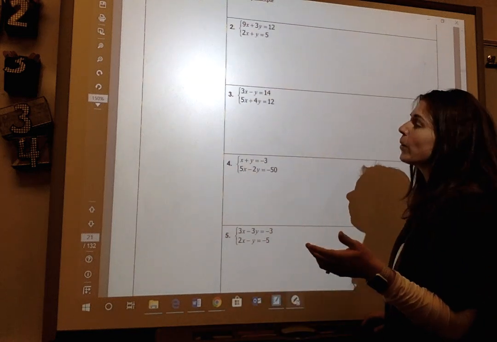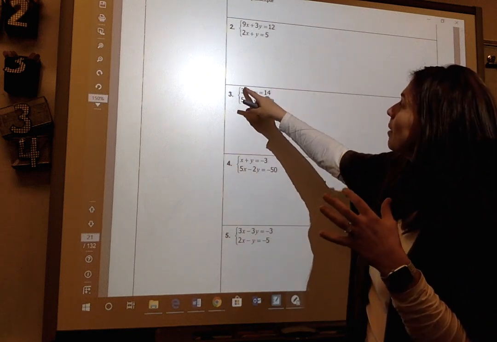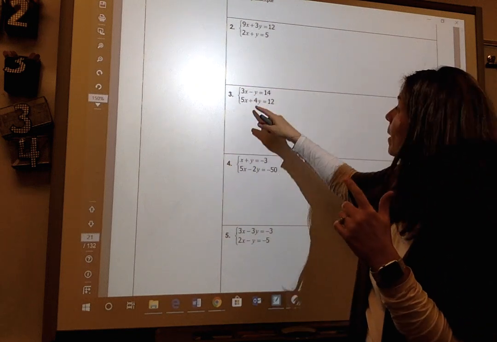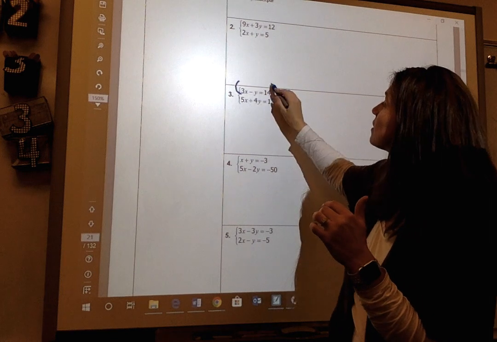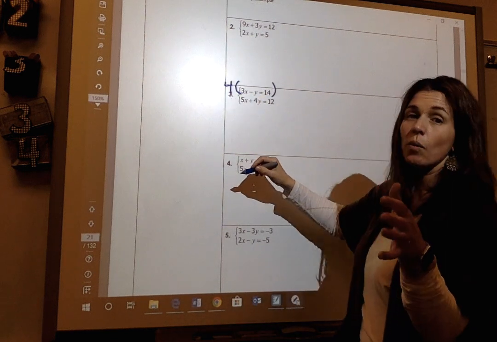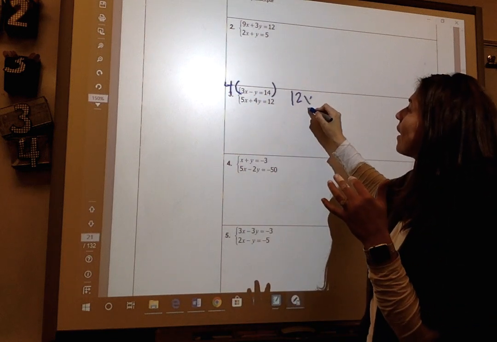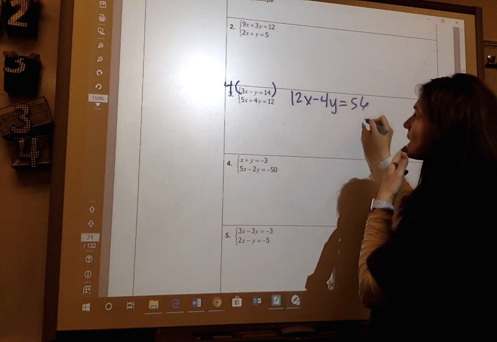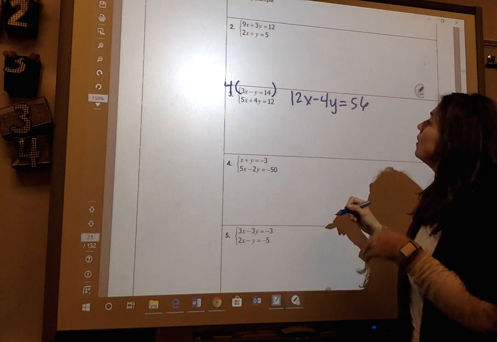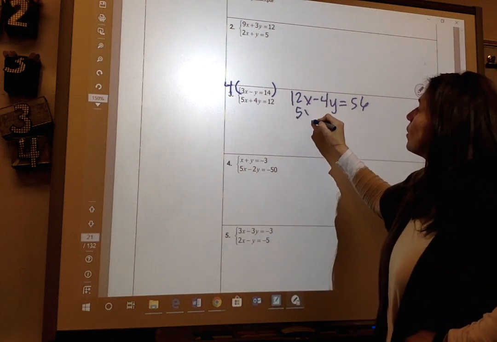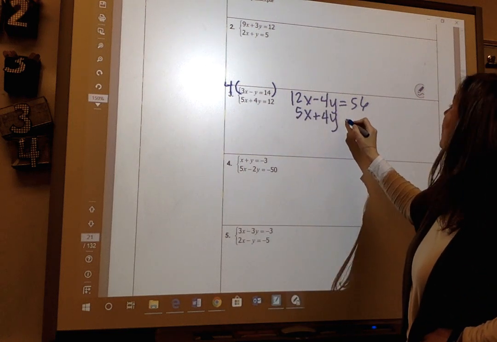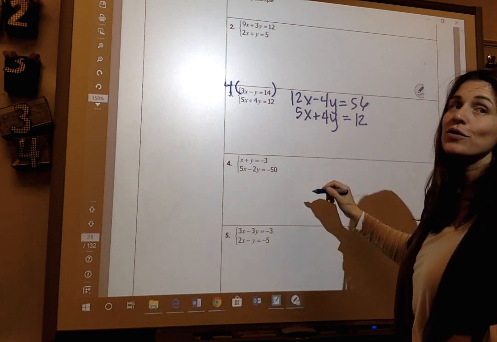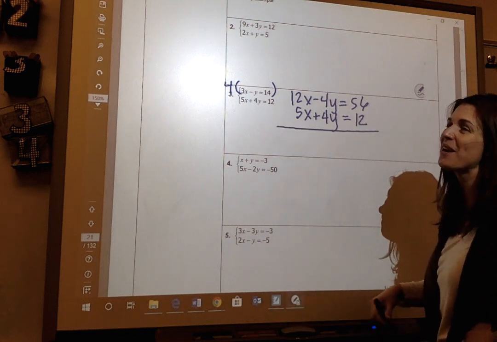Okay, so let's look at number 3. Number 3, 3 and 5 don't cancel out, and here's 4. So I can multiply this top one by 4, and watch what happens when I do that. I get 12x minus 4y equals 56, okay? And I'm keeping my bottom one of 5x plus 4y equals 12. So now I know, this is where the magic happens.